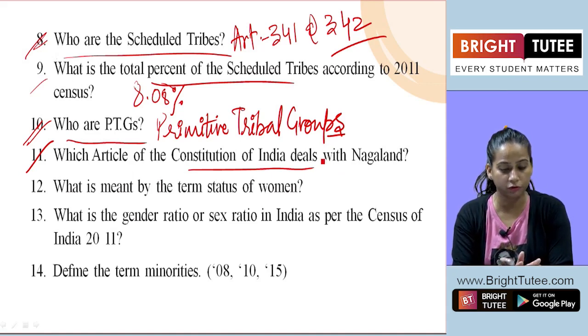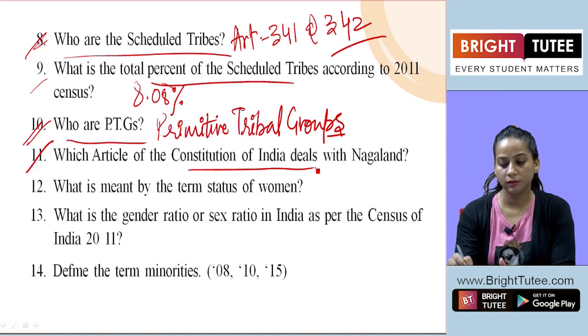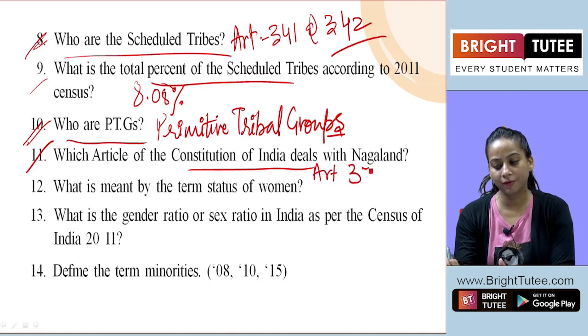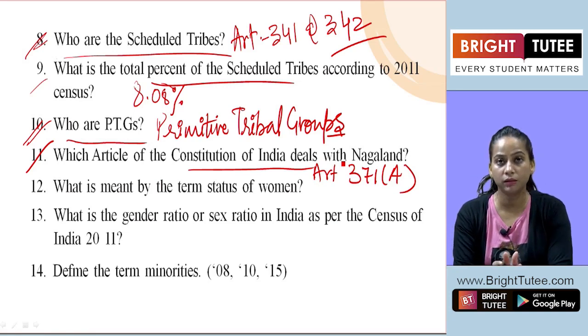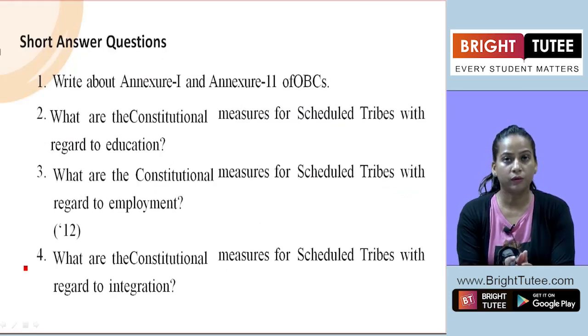And the next they have asked: which article of the Constitution of India deals with Nagaland? So we have to mention that article 371A deals with Nagaland. Now we are going to take the short question answers based on the second topic.